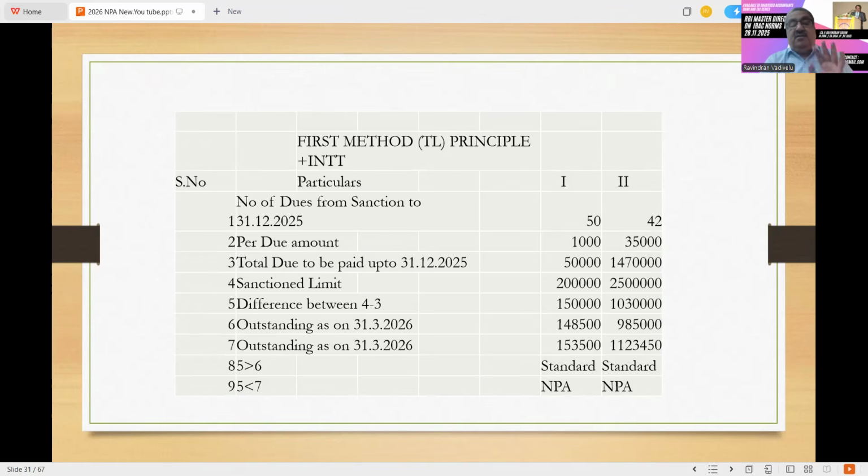I'm just going to pass on this chart, and if you look into the working, then you can easily understand how to arrive at the NPA with reference to the first method, that is principal separate, interest separate. So this is based on the due concept.